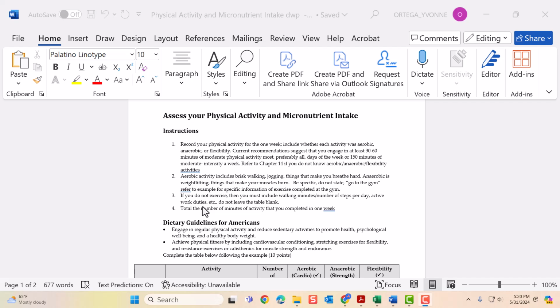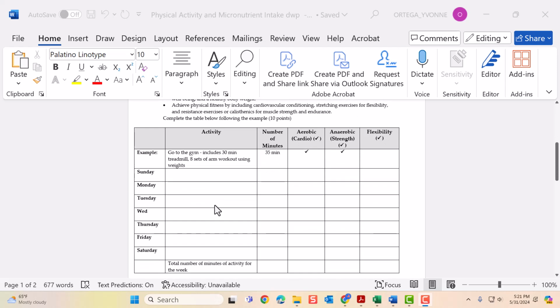This video will review how to complete the physical activity and micronutrient intake assignment. This table should be filled out for the entire week of activities that you participate in.